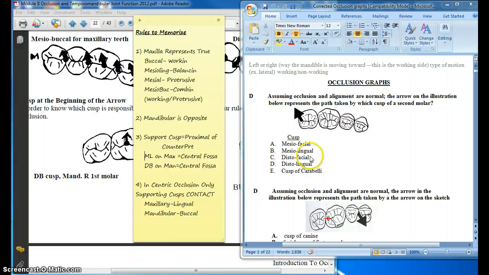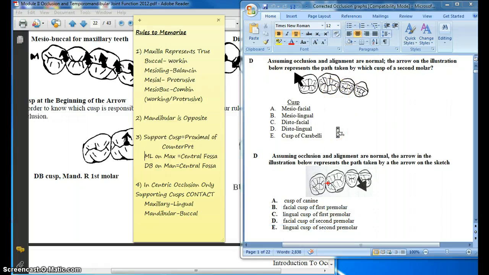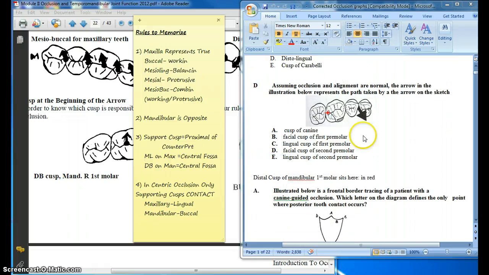So we know that on the maxillary, the only supporting cusps are going to be a lingual. So right off the bat, you can take off facial. So you can take out two of these right off the bat. You also know, according to our rules, that the mesial lingual on the maxillary should be an essential fossa. Is this an essential fossa? No, it's not an essential fossa. So that means we already know it's the distal lingual cusp. Could it be the cusp of Carabelli? It couldn't be, because the cusp of Carabelli is not a supporting cusp. So that question's done relatively quickly, relatively easily as well.